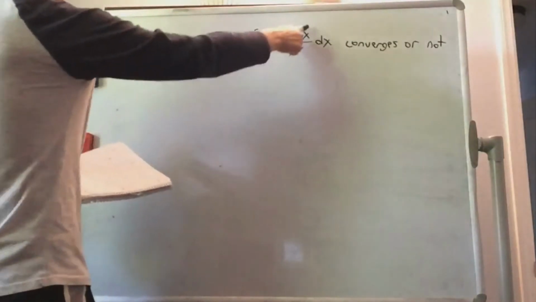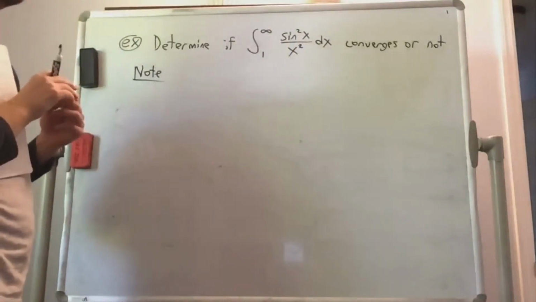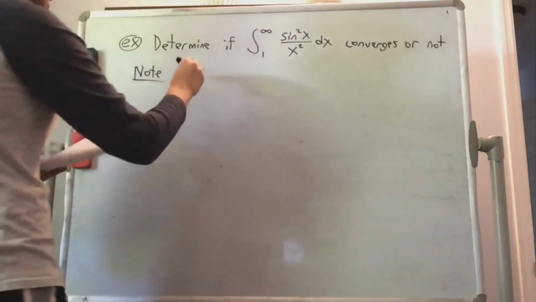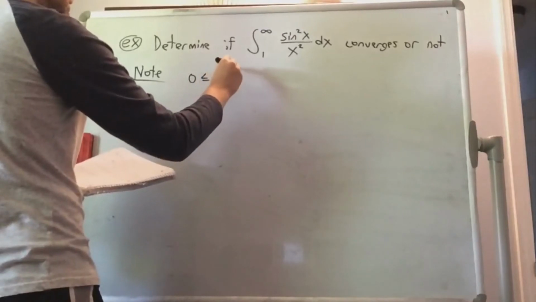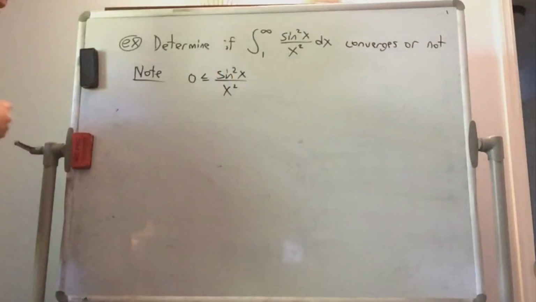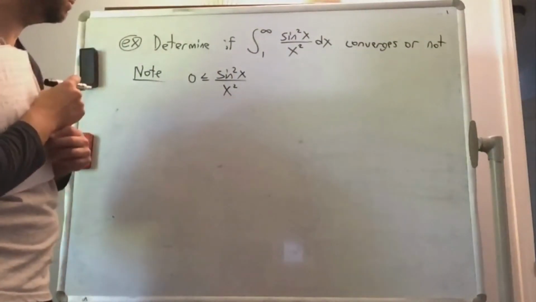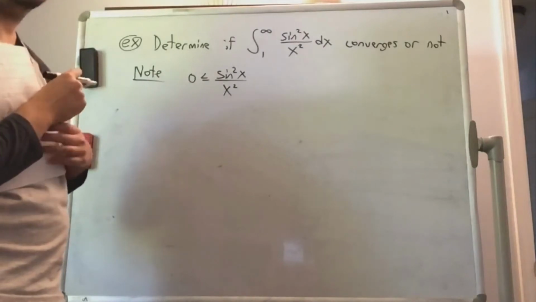But we could say that it's always positive. So it's going to pass the first condition of the direct comparison test. Say it's just squares. So sine squared x over x squared is always greater than or equal to 0. Is there something that I can compare this to, which I know how to integrate?